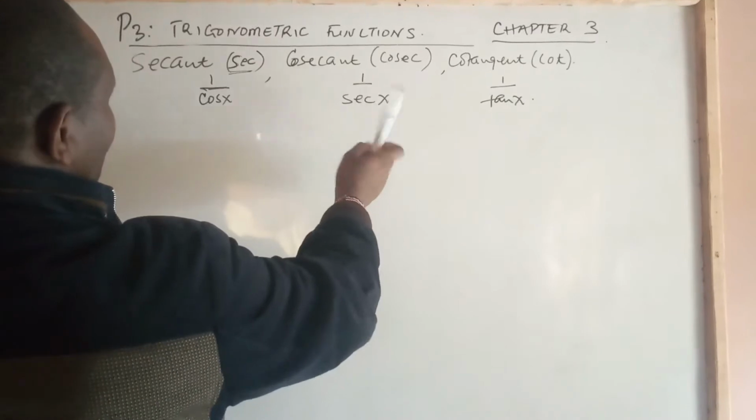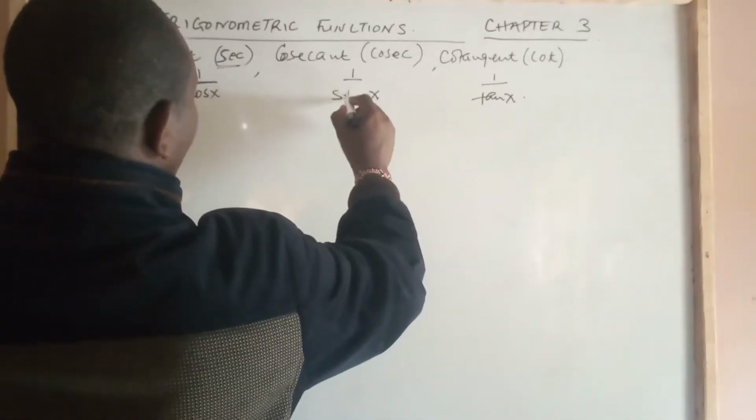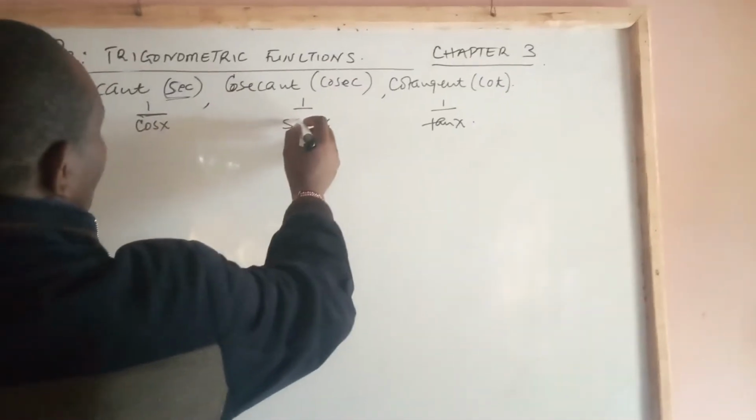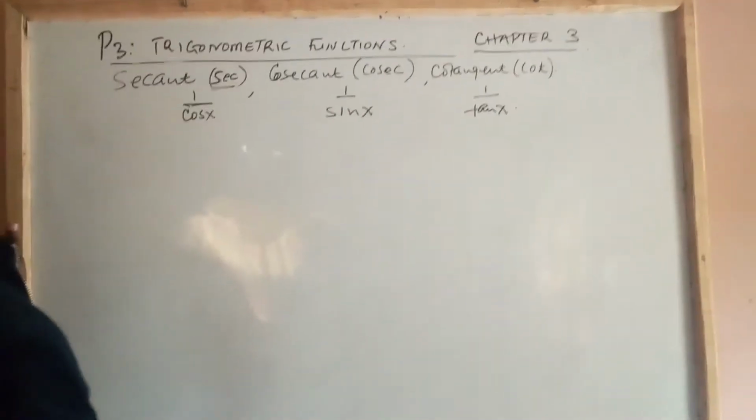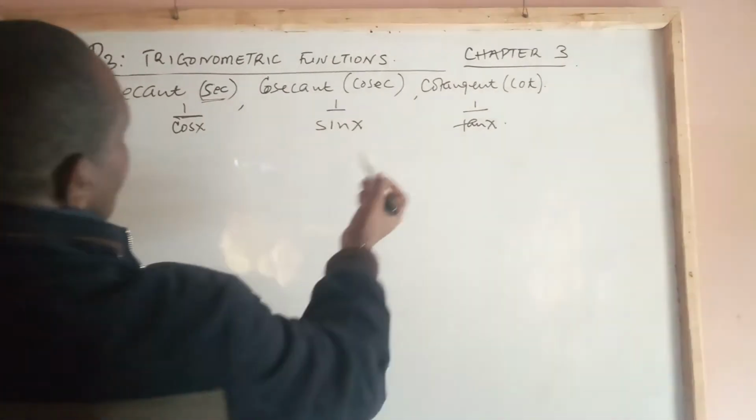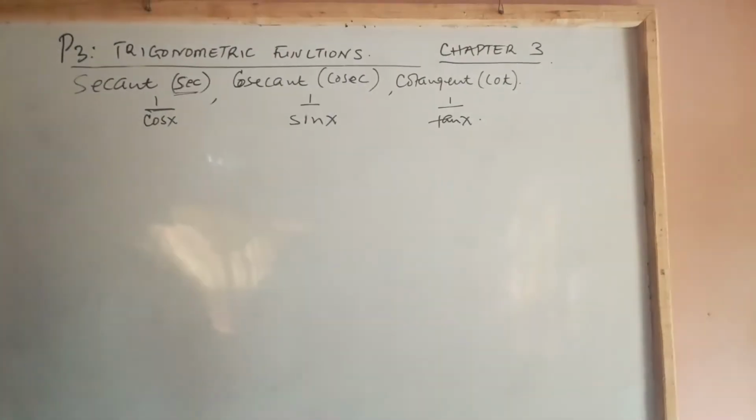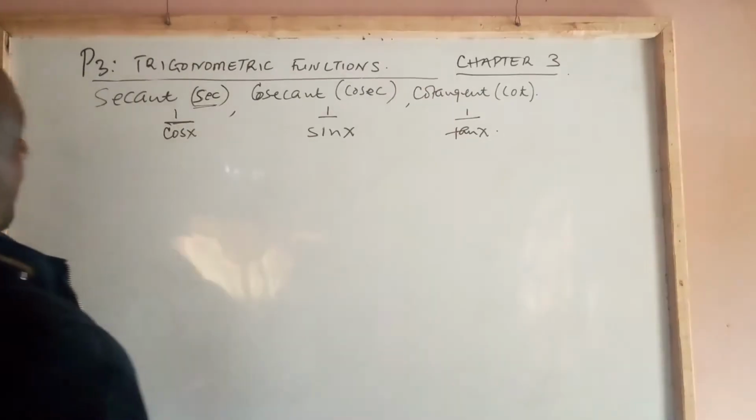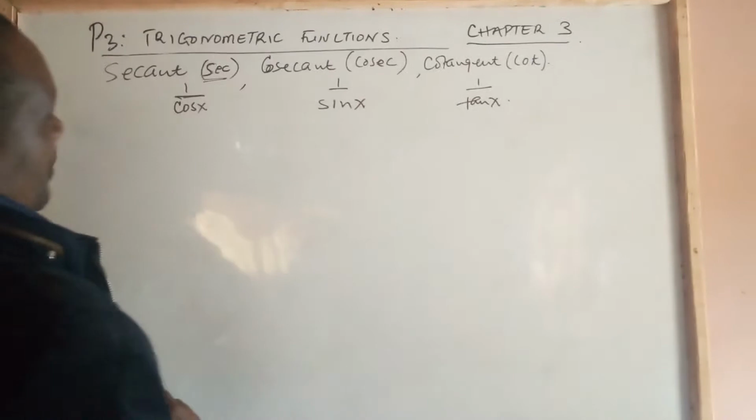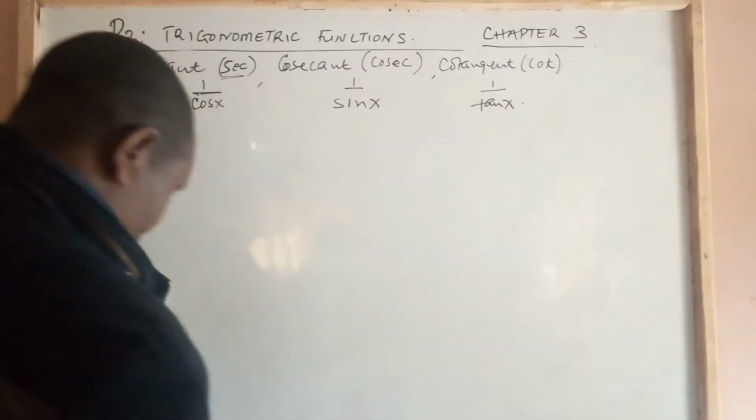1 over sine x is the one we are going to be referring to as cosecant x. And we have known the tangent of x, and 1 over the tangent of x, or rather the reciprocal of that, is going to be called cotangent x, which is in short cot x.